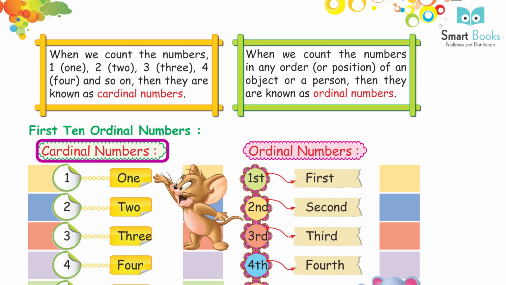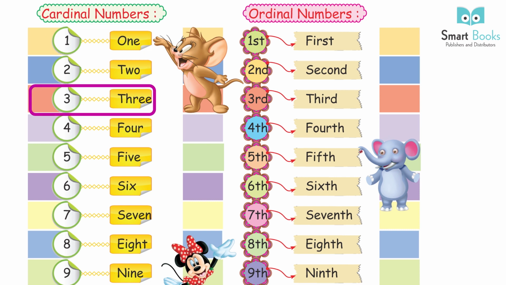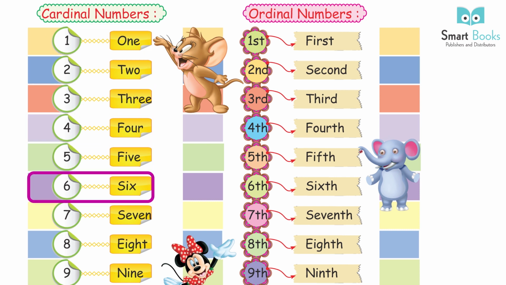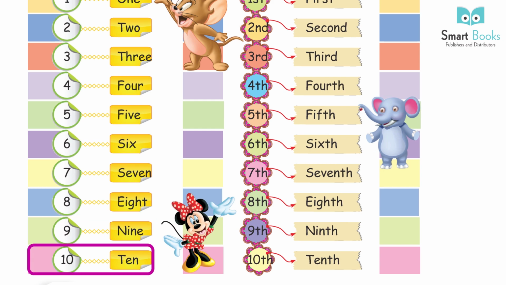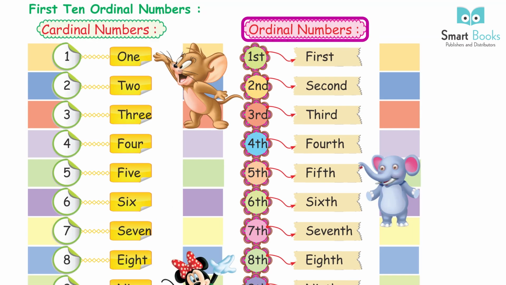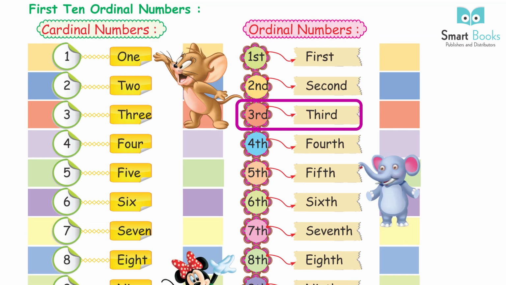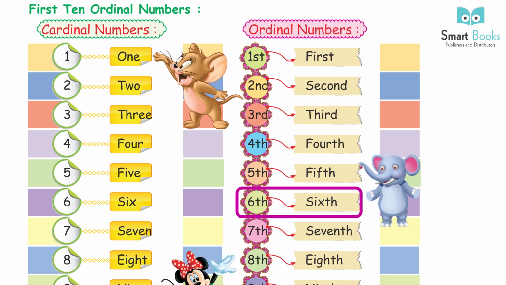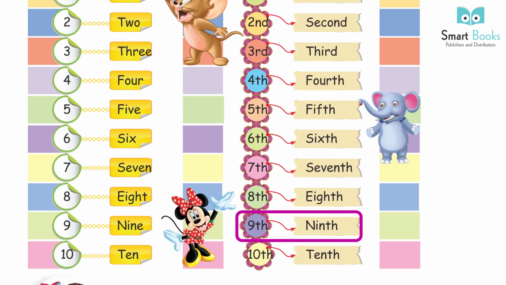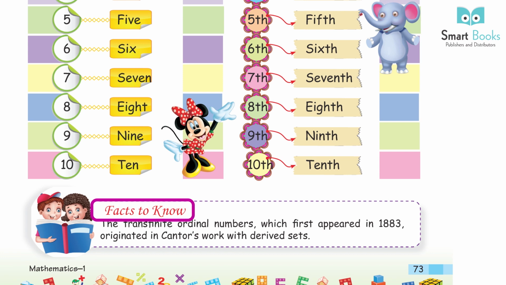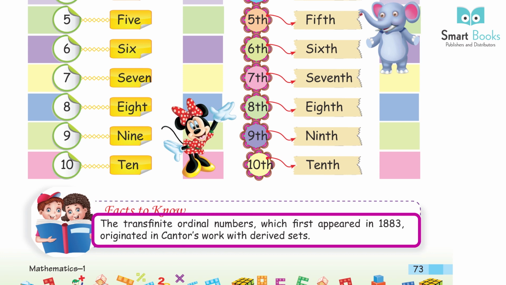First 10 ordinal numbers. Cardinal numbers: 1, 2, 3, 4, 5, 6, 7, 8, 9, 10. Ordinal numbers: first, second, third, fourth, fifth, sixth, seventh, eighth, ninth, 10th. Facts to know: the transfinite ordinal numbers, which first appeared in 1883, originated in Cantor's work with derived sets.